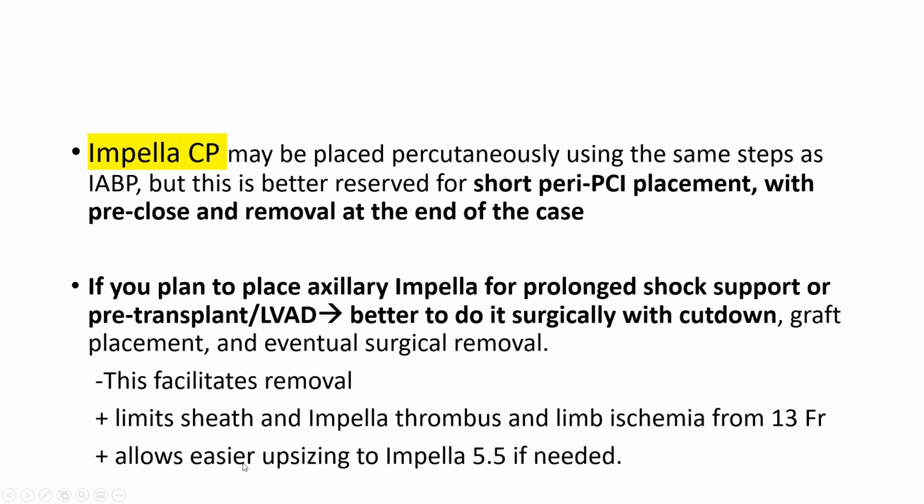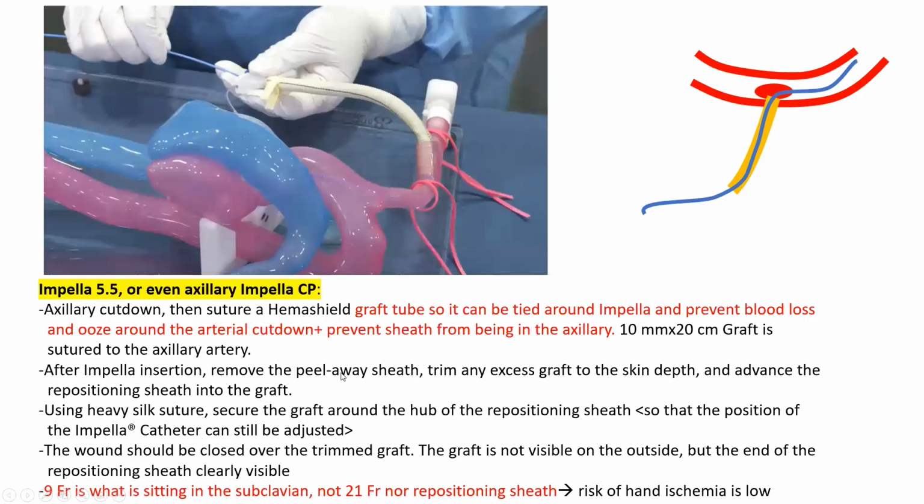Another idea is, when you're putting Impella CP for prolonged support, they are sick patients and they may need upsizing to Impella 5.5, so might as well do that surgical access from the beginning. And this is how the surgical access is done. You do a surgical cut down and you place a graft over that cut down into the axillary artery.